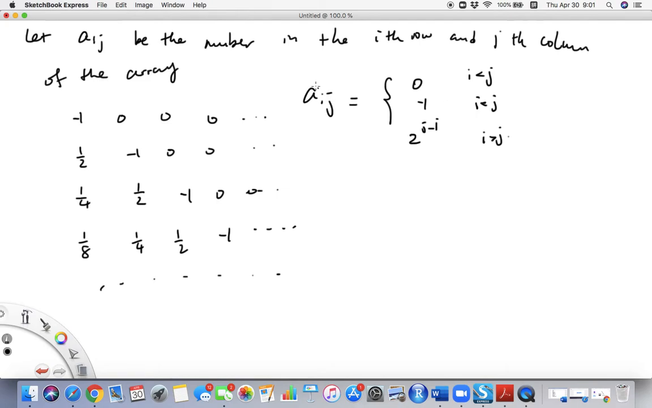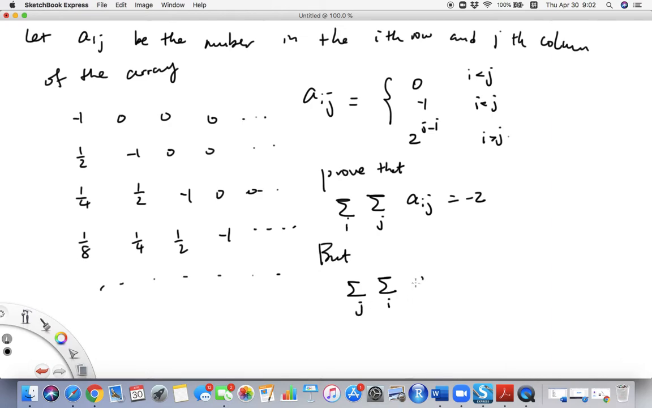Okay, so prove that the sum of Aij, where we first sum over the j index and then sum over the i index, is equal to minus 2, but if we switch the order of summation, we sum i first and then j, we get 0. Okay, so let's do that.